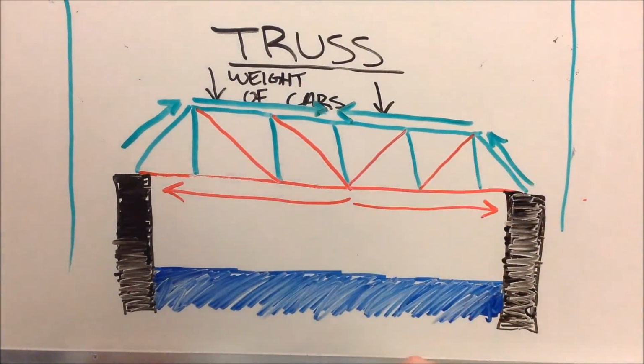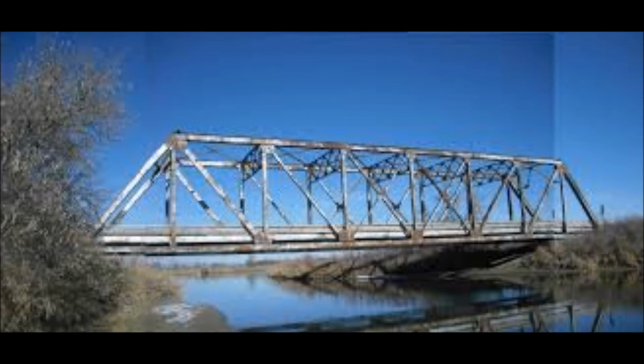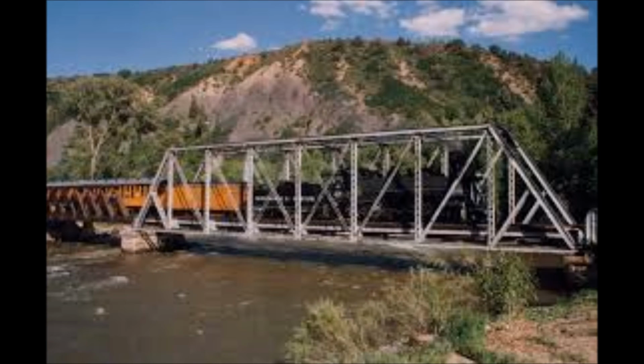With the truss bridge, since all of the triangles have different members acting in tension and compression, they are able to create lots of strength and are therefore able to support the loads of all the cars.